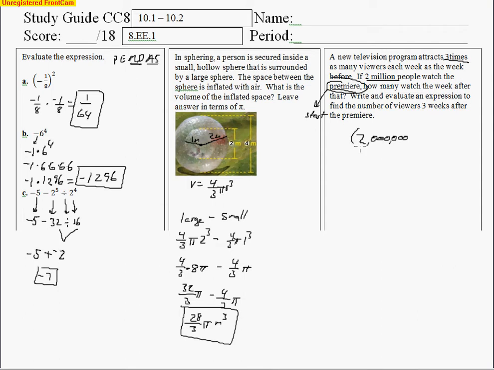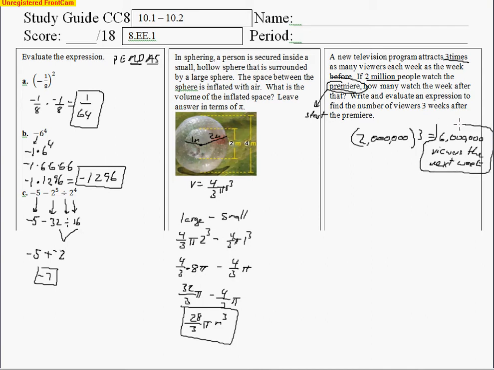And we're going to multiply that by 3, because it attracts 3 times that number. So 3 times that number, if I do just the next week, would end up being 3 times 2 makes 6, so I'd have 6 million viewers the next week.